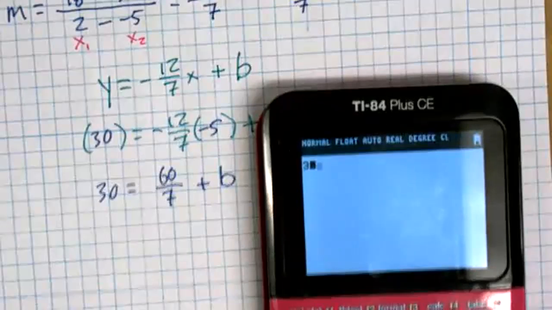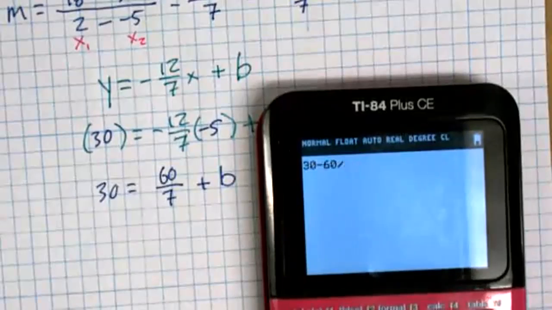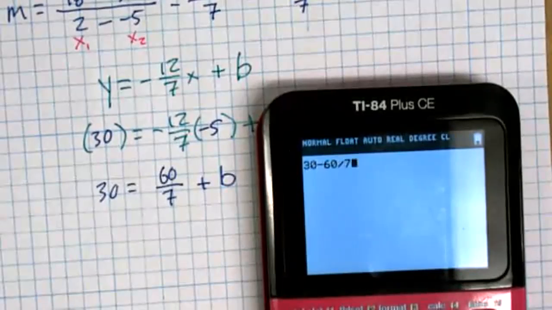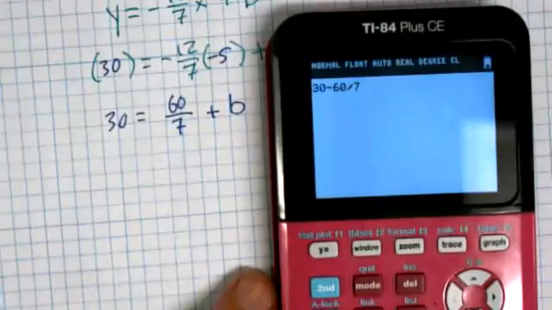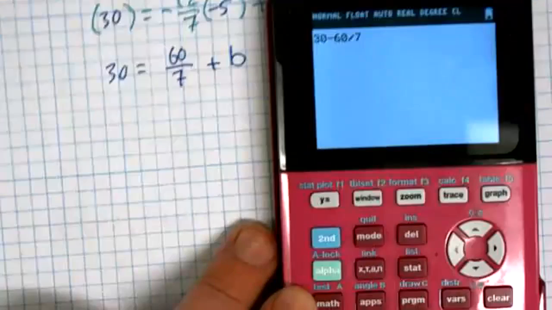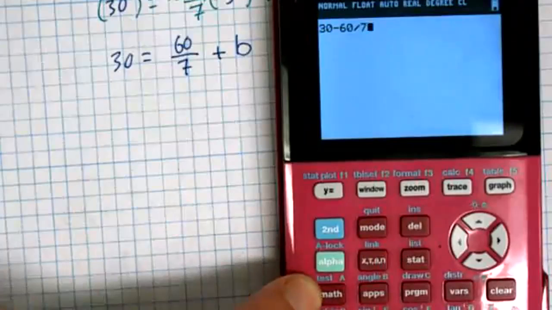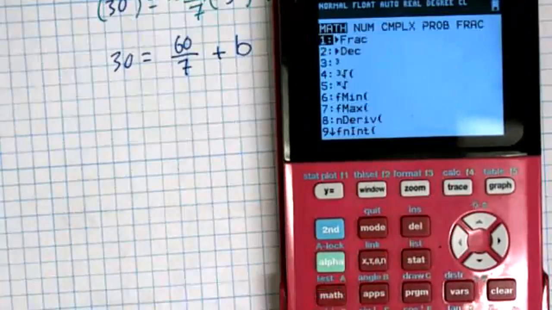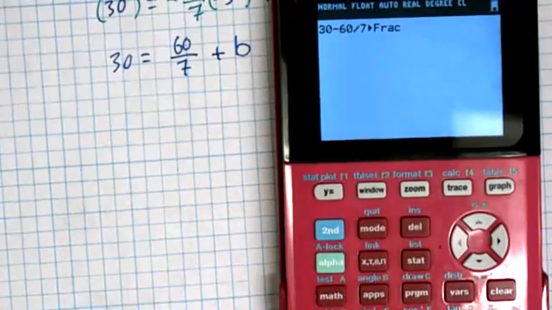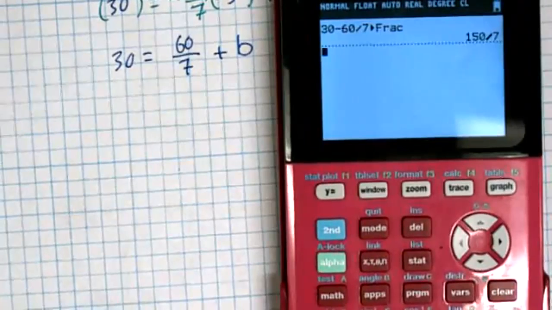So I'm going to type in 30 minus 60 divided by 7, and then ask my calculator to give me my answer as a fraction. So 30 minus 60 over 7. And then under the math button, which is 3 rows down on the left-hand side, you will find an arrow fraction. That tells your calculator that you want your answer as a fraction. So 30 minus 60 over 7. Hit enter. Hey, look, 150 over 7.